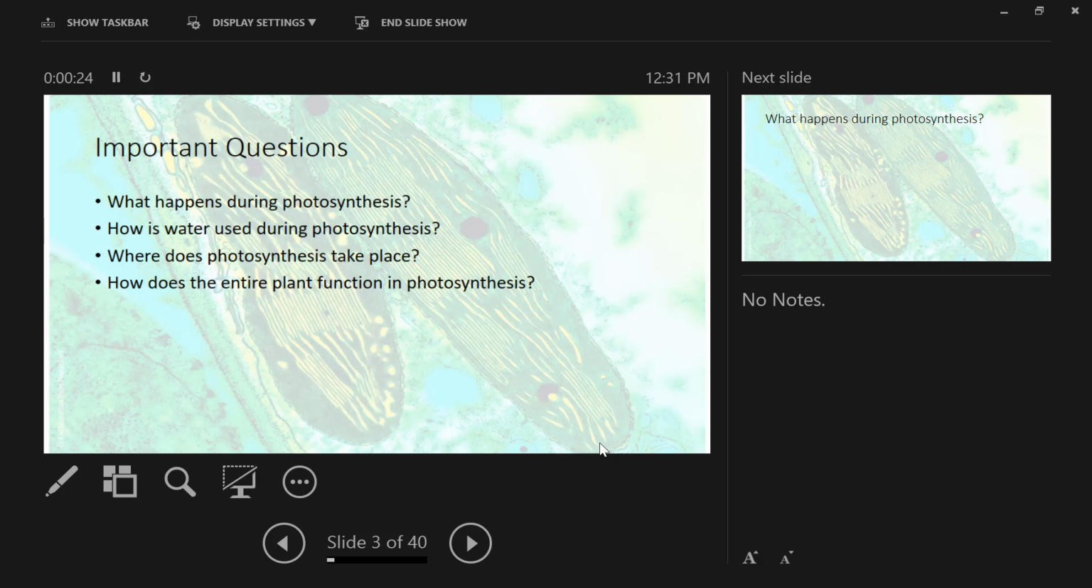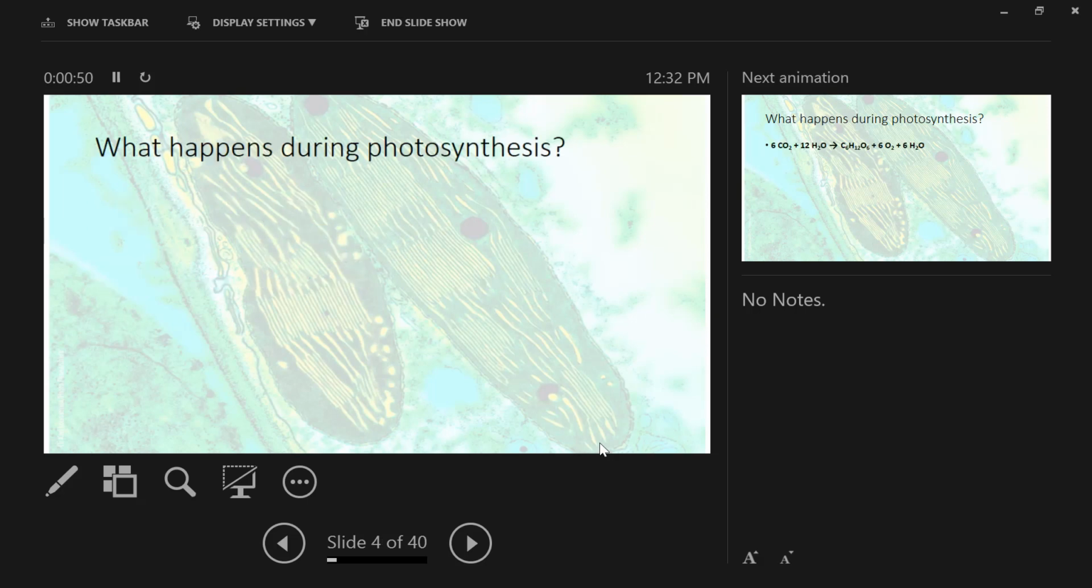But before we do that, we have to talk about big picture stuff. So what happens overall during photosynthesis? How is water used during photosynthesis? Where does it happen? And then how does the entire plant function in photosynthesis? So what are the photosynthetic parts of the plant, and how do the non-photosynthetic parts aid the photosynthetic parts in carrying out photosynthesis? Glad you asked. That's a good question. We'll deal with that.